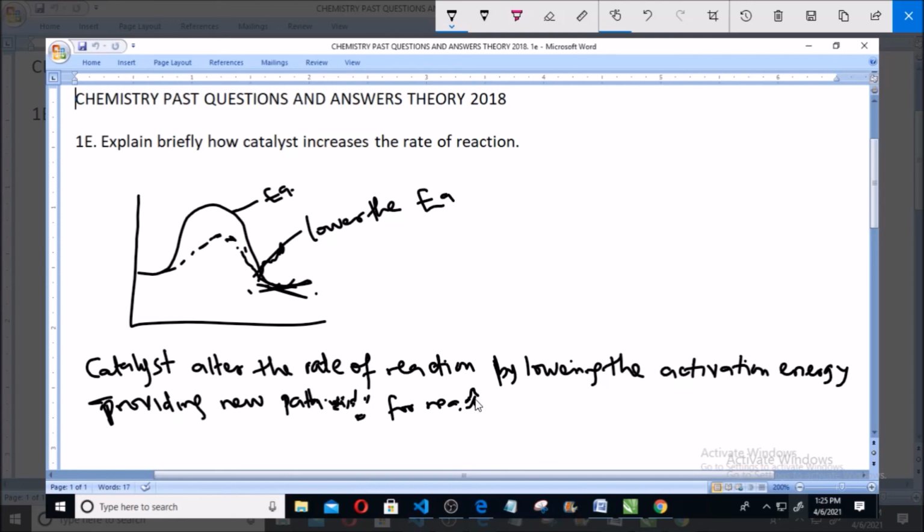So as explained, it just provides new pathway for reaction.